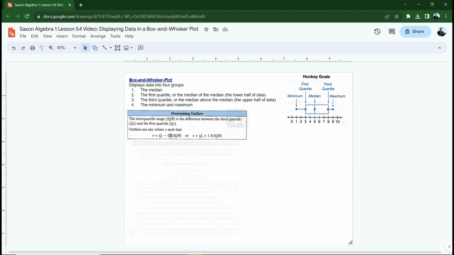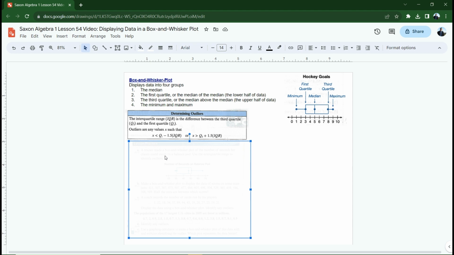Then you subtract that amount from the first quartile and see if you have a value that's less than that. Also, you add that amount to the third quartile and see if you have a number that's bigger than that. If you have a number that's less than the first quartile minus 1.5 times the interquartile range, that number is a low outlier. Or if you have a number that's the third quartile plus 1.5 times the interquartile range, that number is a high outlier. Right now, I've been saying a lot of words here, and it's probably a little bit confusing, so we need to actually do some practice problems.